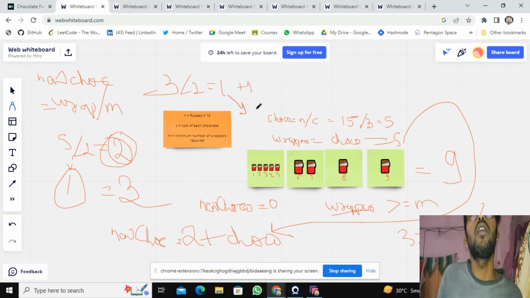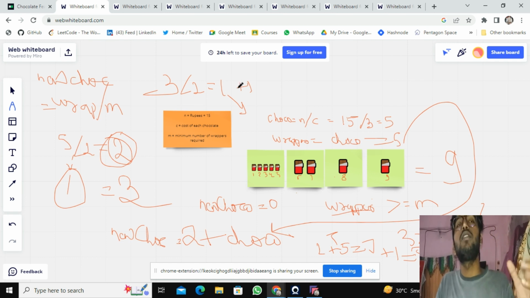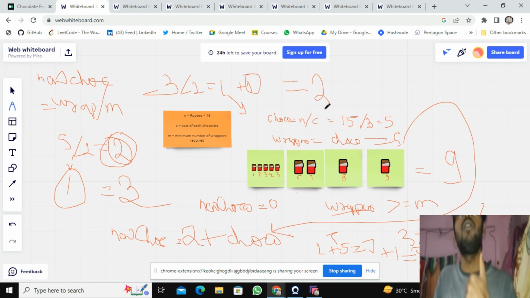So this is the new chocolate I do get. That's why 2 plus 5, which was the initial chocolates, gives 7 chocolates. Now again one chocolate plus 1, that is 8 chocolates I do have. And wrappers: this one is left, that is the remainder, plus the one new chocolate I get, so two wrappers I do have.